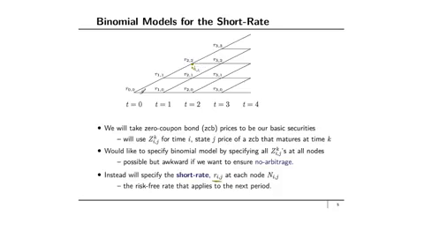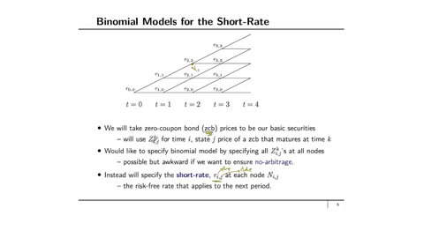So Rij, i refers to time, and j refers to the state. We're going to number the states 0, 1, 2, and so on. So what we have here is the binomial model for the short rate. We're going to take zero coupon bond prices, and we're going to use ZCB as a shorthand for zero coupon bond throughout. We'll take zero coupon bond prices to be our basic securities.